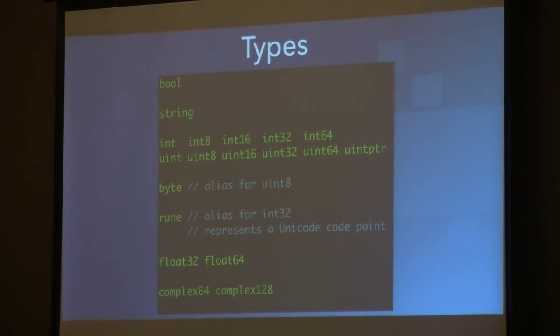Lots of types. I'm not going to go into these too deep, just to give you an idea of what's out there, all the various flavors of ints and unsigned ints that you would expect to find. Rune's a pretty cool name for an int32 that represents a Unicode code point. Everything's Unicode, so we don't have to argue about that, which is quite nice.